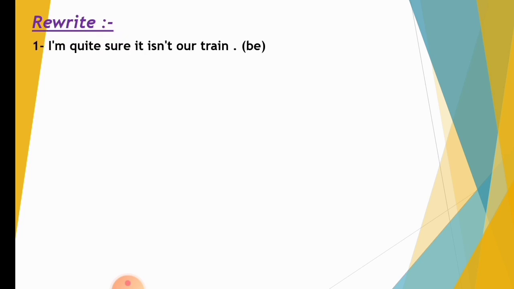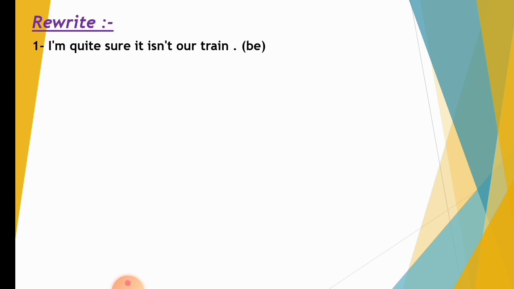Now it's time to examine ourselves. Let's see if we understand the grammar lesson in a good way or not yet. Question number 1. I'm quite sure it is not our train. Take care here. We have sure, not. I asked you to use be. So you have to think first before answering the question. It can be, must be, might be, or can't be.